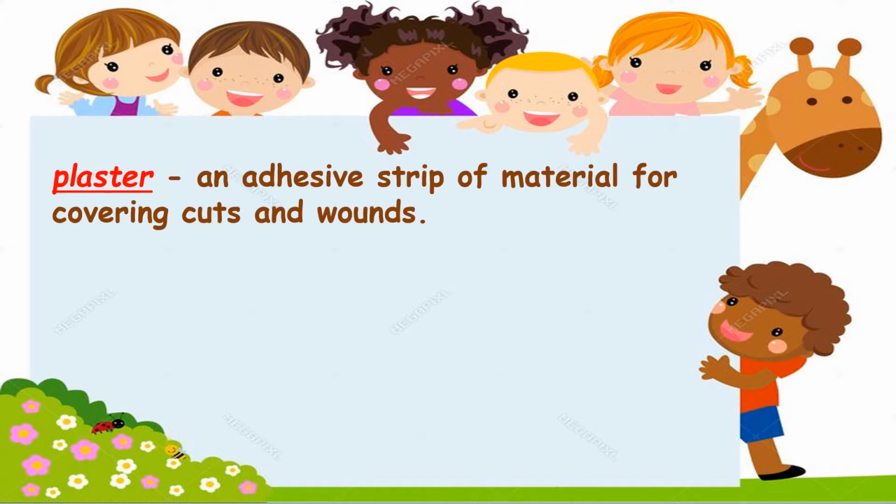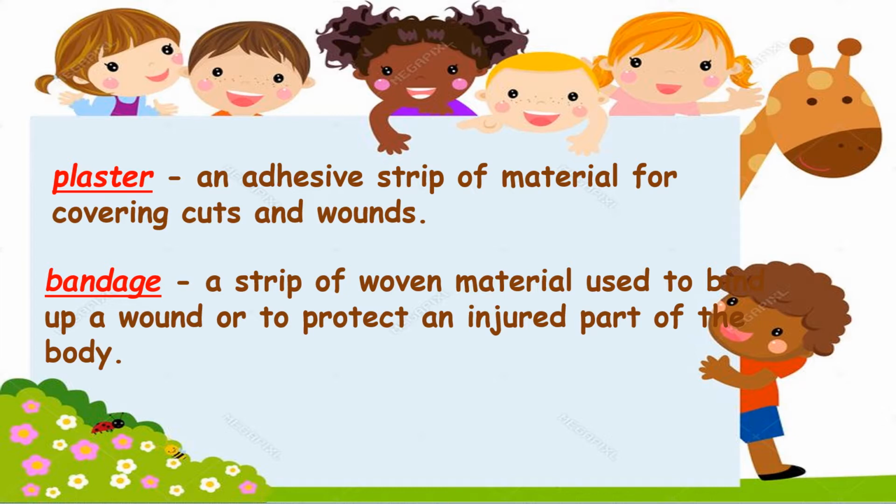Next word is plaster. It means an adhesive strip of material for covering cuts and wounds. Next is bandage. It means a strip of woven material used to bind up a wound or to protect an injured part of the body.